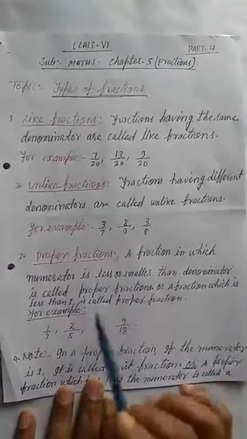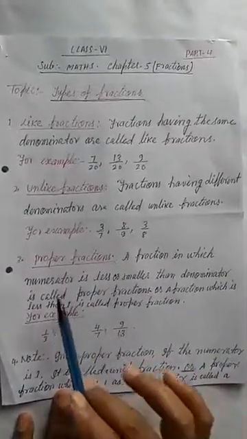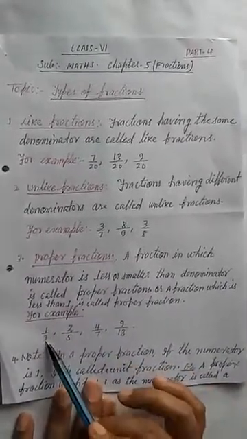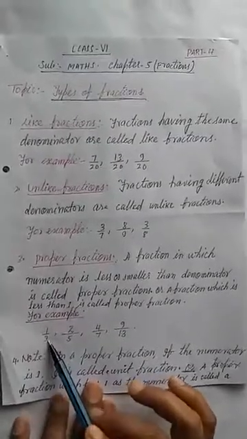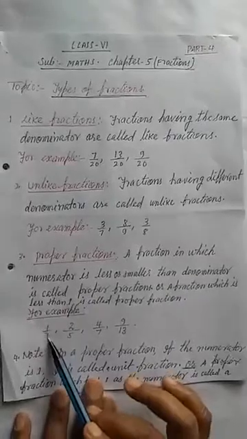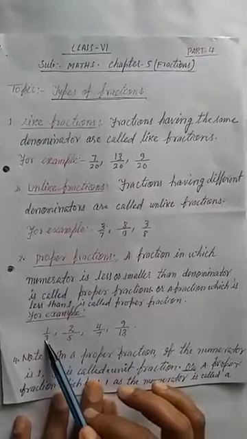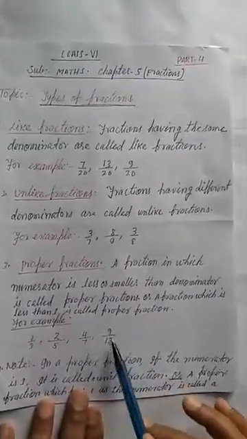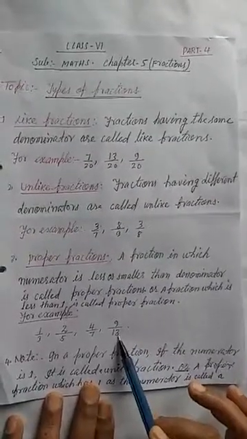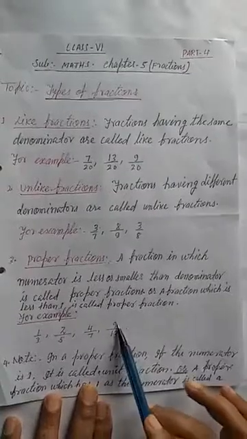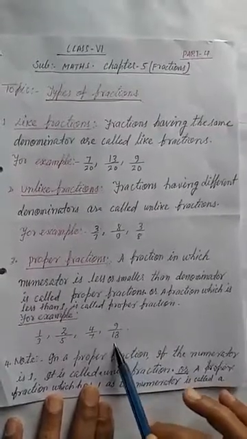So according to the definition, the numerator is less. In 1 by 3, the numerator is 1 and the denominator is 3. So the numerator 1 is less than 3, which means 3 is greater than 1. In this case, suppose 9 upon 13: 9 is the numerator and 13 is the denominator. So the denominator is greater than the numerator. That's why this is a proper fraction.